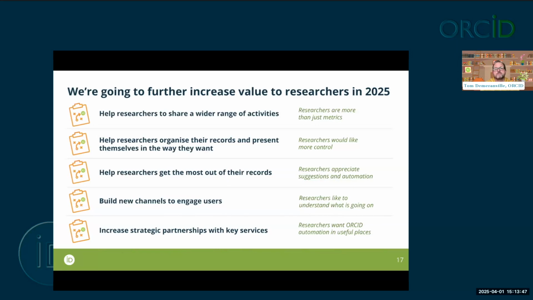So on to what we're going to be doing this year. We've already started many of these activities, but we are going to help researchers share a wider range of their own activities on their ORCID records. We hear a lot that researchers want to be thought of as more than just metrics. We want to help researchers organize their records. This is, again, a very common piece of feedback from researchers, the ability to really present their work and their impact in a more meaningful way to them. For researchers, we really want to continue our drive to improve the automation around suggestions and other mechanisms of connecting researchers with other systems.